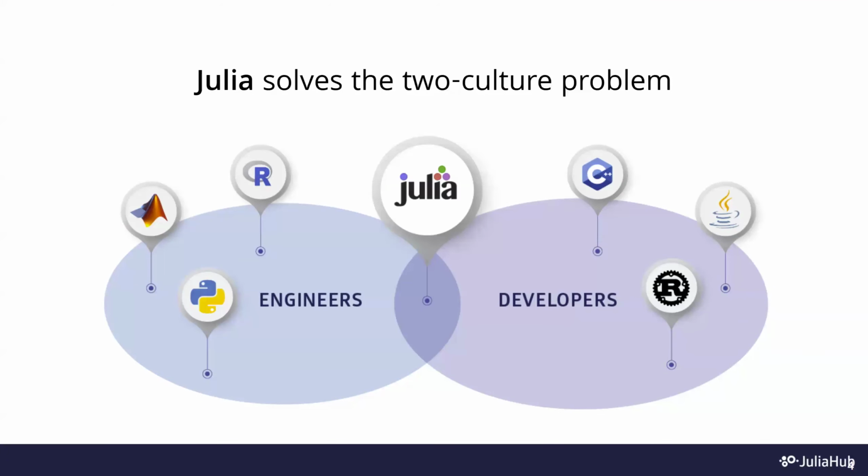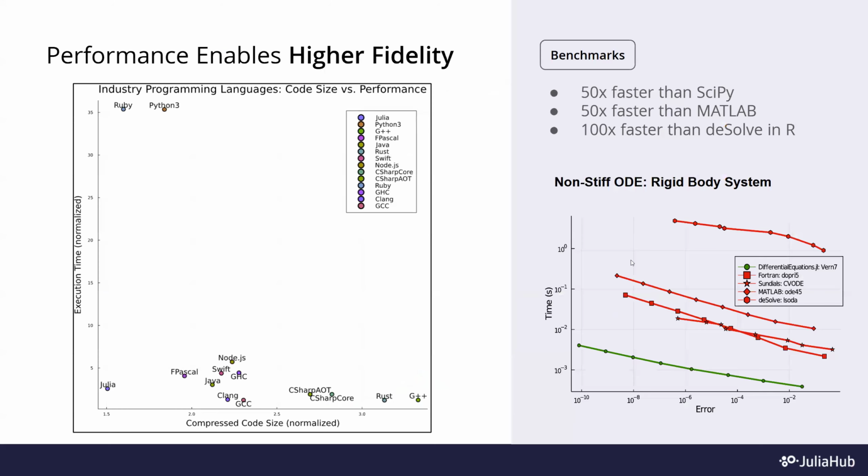The idea is that Julia solves this two-culture problem by providing both ease of use and speed to scientists, engineers, and software developers. Modern language design and compiler techniques make it possible to provide a single environment that's both productive for engineers and efficient enough for deploying intensive applications. And of course, all these statements are supported by both open source benchmarks and domain-specific benchmarks.